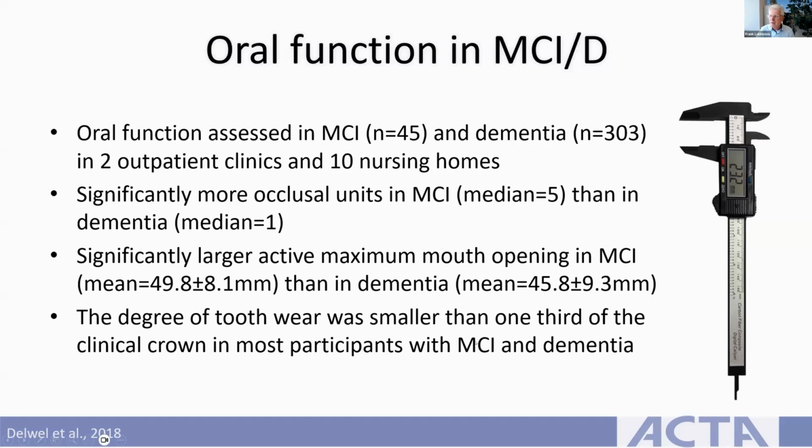Tooth wear, which is wearing down of the teeth, is something that increases with people getting older. You use your teeth, they wear down. Nothing remarkable, and similar for MCI and dementia. So the most important difference was the number of teeth touching when biting down. That was 5 and still acceptable in MCI, and only 1 in dementia as a median value. And that is something that is a bit startling.